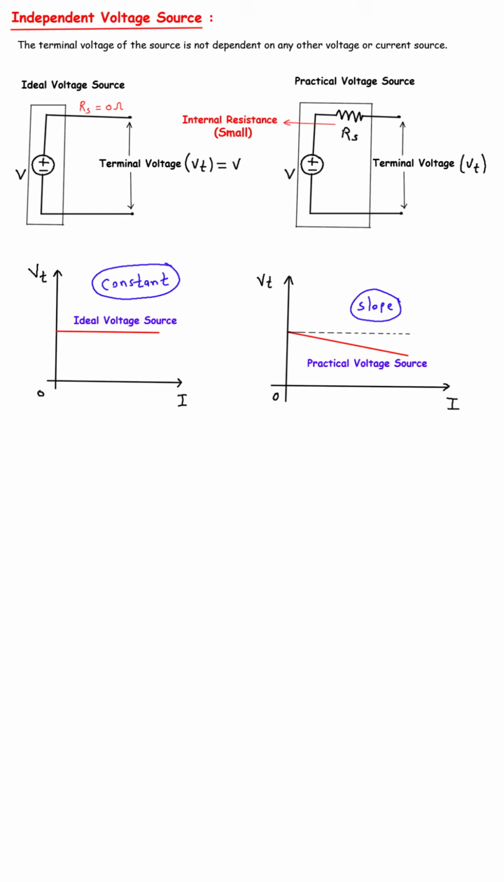So in summary, an ideal voltage source keeps the terminal voltage perfectly constant, regardless of the load or current, and has zero internal resistance. On the other hand, a practical voltage source has some internal resistance, and its terminal voltage drops slightly as the current drawn from it increases. This small drop in voltage is important to consider in real-world circuit design. Understanding the difference between these two models helps us predict how a power source will behave when connected to different electrical loads.